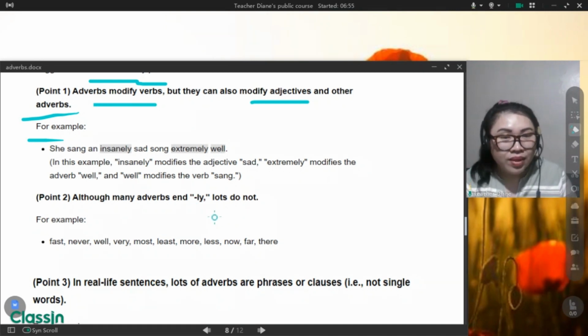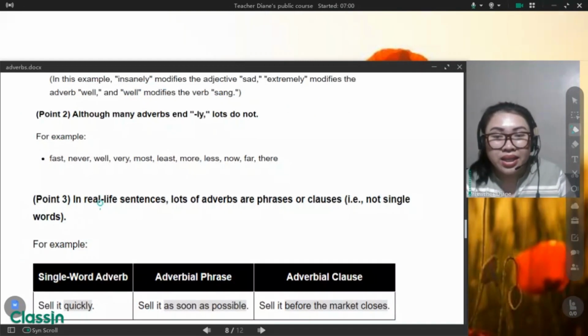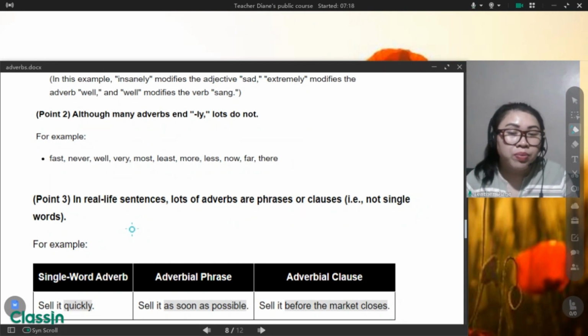So point number three: in real life sentences, lots of adverbs are phrases or clauses, not single words. Yesterday, on the previous topic, we discussed adverbs as just one word. But in real life, adverbs exist in phrase or clause form, which means they consist of two or more words.